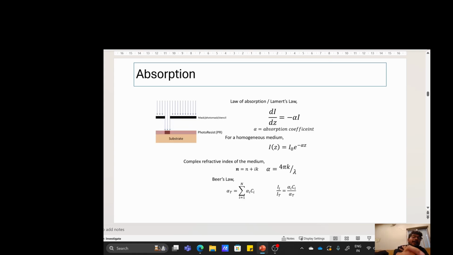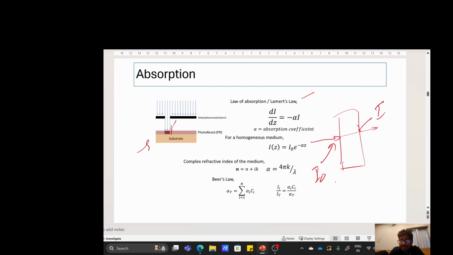Now the absorption of light. Through Beer-Lambert's law, you can see that the absorption of light depends on the thickness of the photoresist. How much light is getting absorbed depends on the photoresist. Let us say this is the material thickness, and here light is coming. At this point, let us say the intensity of light is I0, and at this point the intensity is I.